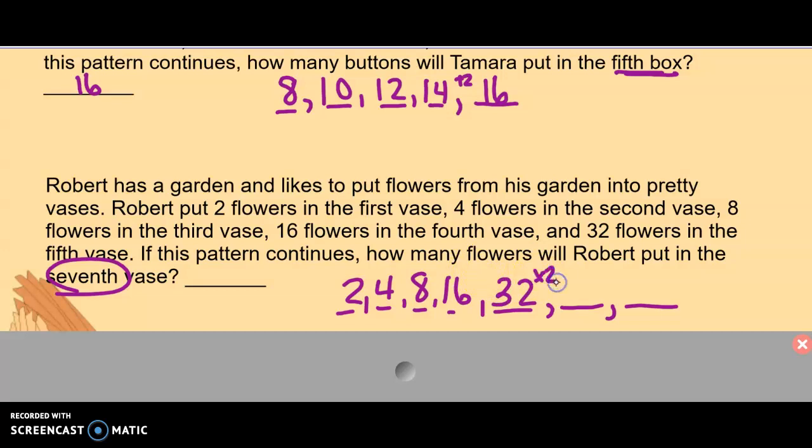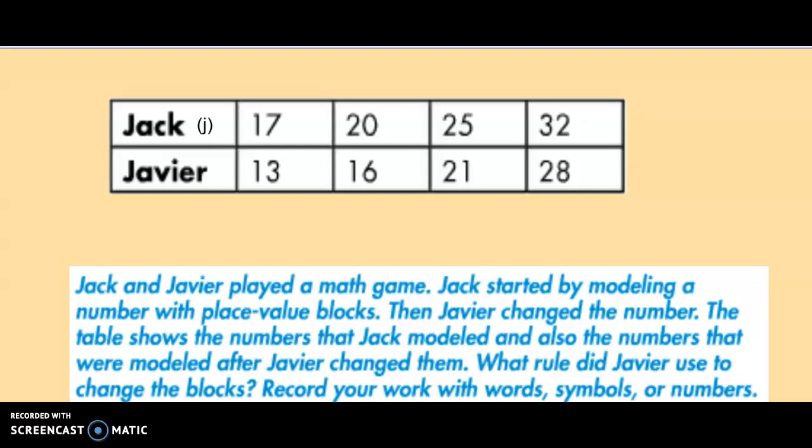So we're going to have to do times 2. So 32 times 2 is 64. And then 64 times 2 is, sorry about that, 128. So the final answer here is in the 7th vase, there's going to be 128 flowers. Okay, so that's what patterns look like with word problems. And the biggest thing is to make sure that you read the question carefully and you're actually answering what the question is asking. Okay, so let's go and look at some pattern tables here.